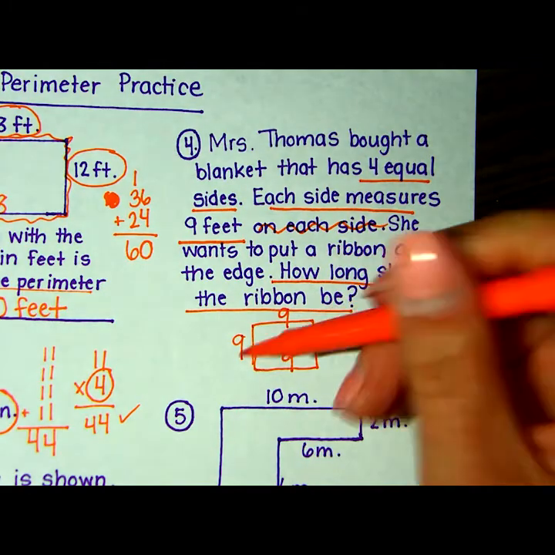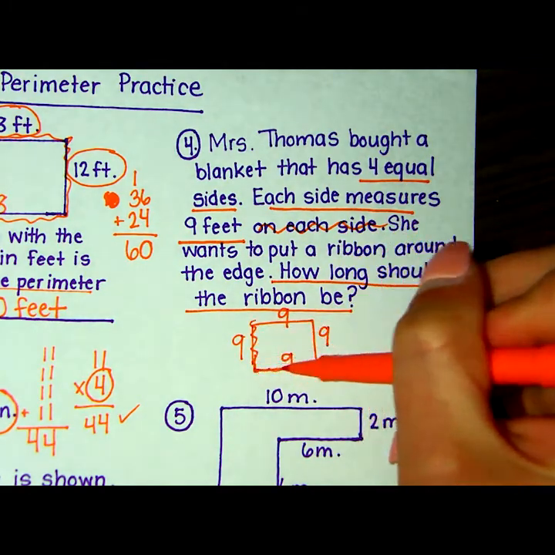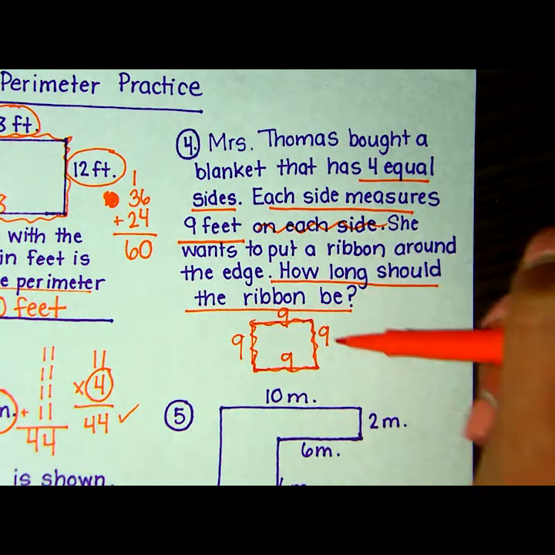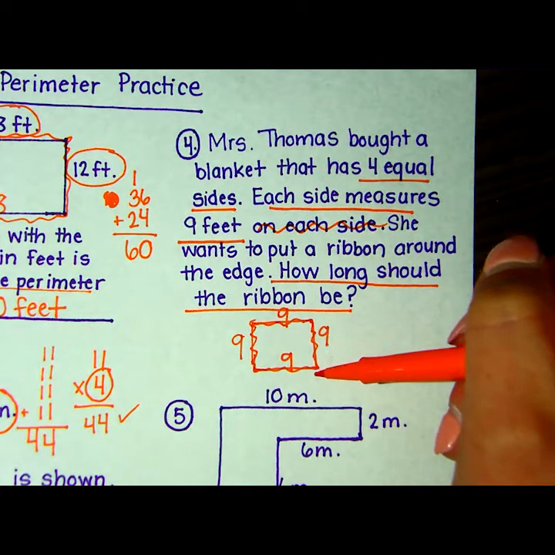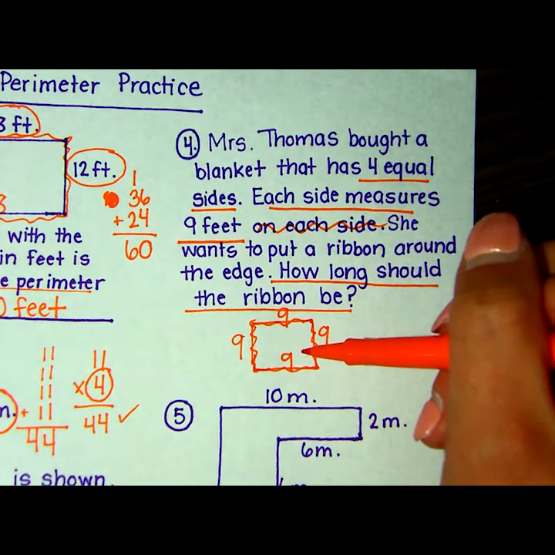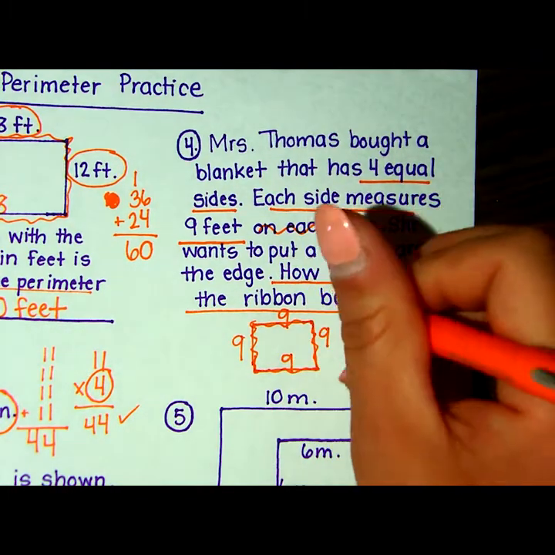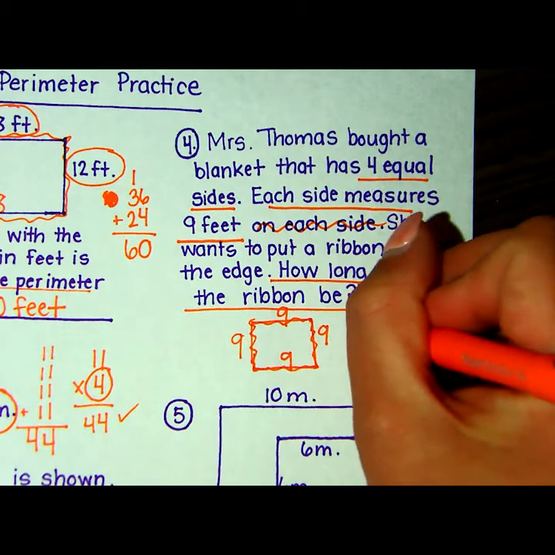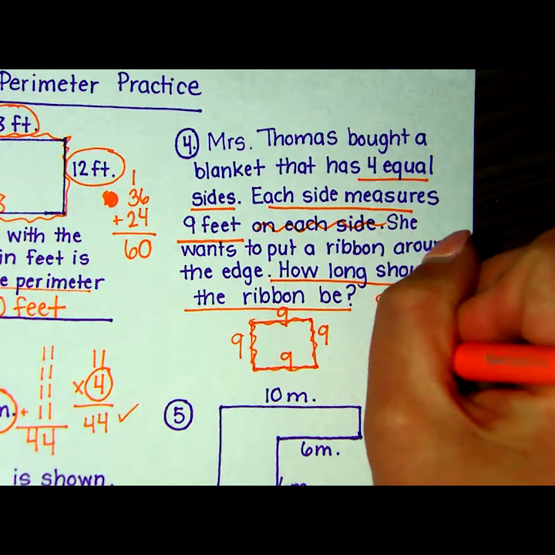She wants to put a ribbon around this outer edge. Well, if we're talking about a ribbon around the outer edge, that's referring to perimeter. It's not like she's covering the entire blanket because that would be area. But around the outer edge, that means we're going to add 9 plus 9 plus 9 plus 9.